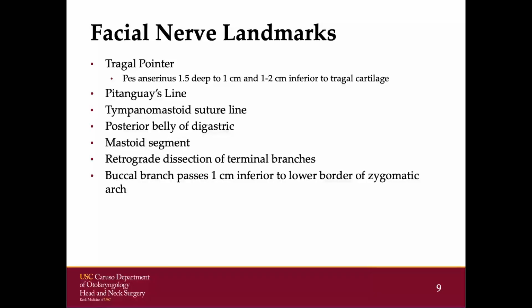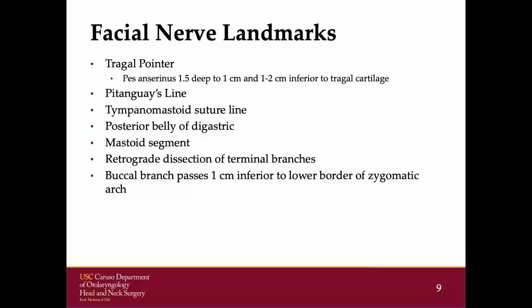So there are several facial nerve landmarks that we're all aware of. There are a couple of additional ones from a review by Bernstein and Nelson that describes helpful landmarks and the variability of the facial nerve branches. The first one that we're all quite aware of is the tragal pointer, which locates the main trunk about a centimeter and a half deep to, and 1 centimeter anterior and 1 centimeter inferior to, the tragal cartilage.